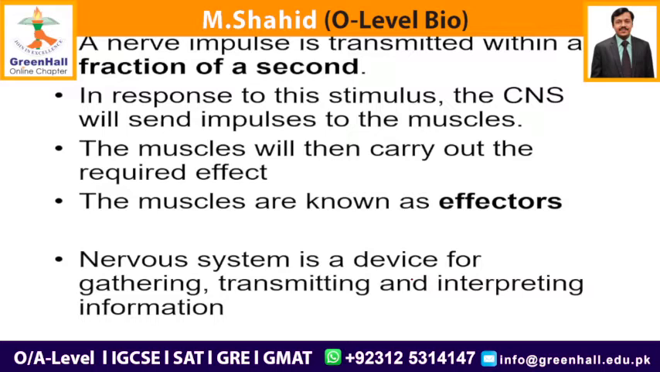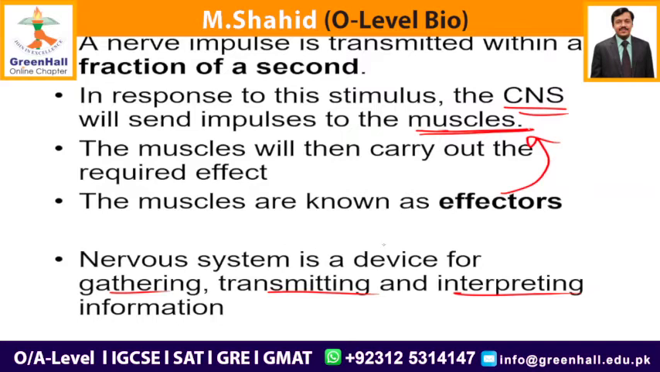Once a stimulus is perceived by the brain, the CNS passes an order to the effectors. Now, most of the time, the effectors are the muscles, not at all times. In the same way, glands could be effectors, which work according to the order from the CNS. That is called an effector. So the nervous system is a device for gathering, transmitting, and interpreting information.